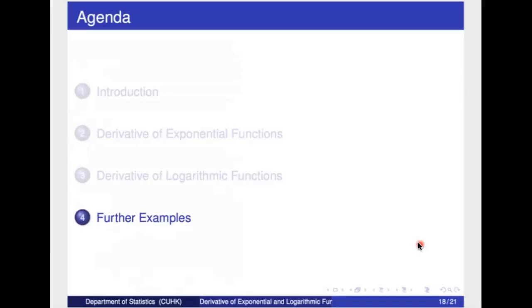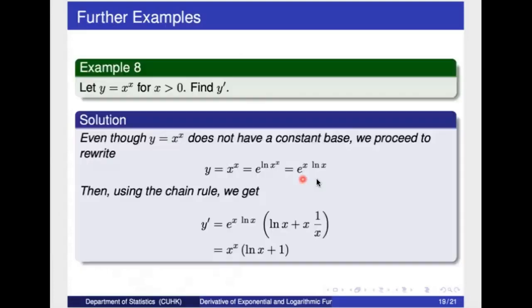Suppose y equals x to the power of x for x greater than 0. To find y prime, even though y equals x to the power of x does not have a constant base, we proceed to rewrite y as y equals x to the power of x equals e to the power of ln x to the power of x, equals e to the power of x times ln x. Then, using the chain rule, we get y prime equals e to the power of x ln x times (ln x plus 1), which equals x to the power of x times (ln x plus 1).